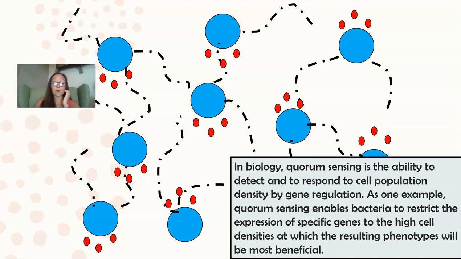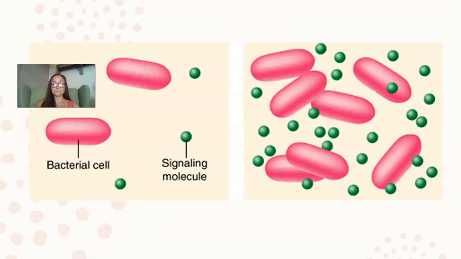So this I also just Googled in case someone needed words to understand. It says, in biology, quorum sensing is the ability to detect and to respond to cell population density by gene regulation. As one example, quorum sensing enables bacteria to restrict the expression of specific genes to the high cell densities at which the resulting phenotypes will be most beneficial.